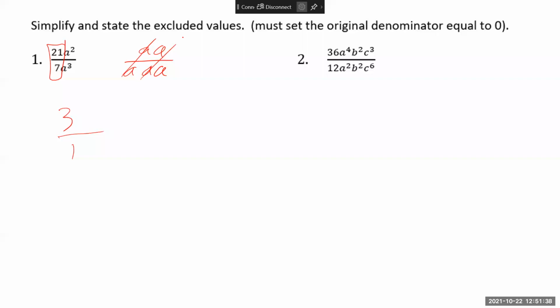So I'm left with a single a on the bottom. So really, this whole thing reduces to 3 over a. But now you'll find I do this a bunch, and you guys will probably do it as well. It's easy to just get started on the problem and solve it. And then realize, wait a second, I need to find the excluded values.